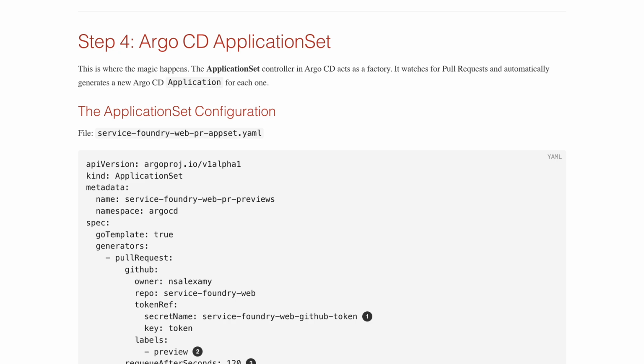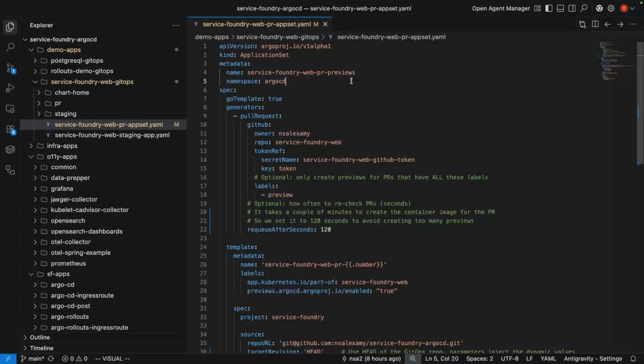The ApplicationSet configuration. Let's do a deep dive into this configuration. First, authentication. We use the token reference to point to the secret we created in step 1. This allows the generator to authenticate with the GitHub API. Second, the label filter. We filter PRs based on a label. We don't want every single PR to spawn an environment, as it could be costly. The generator will only create applications for PRs that have the preview label.